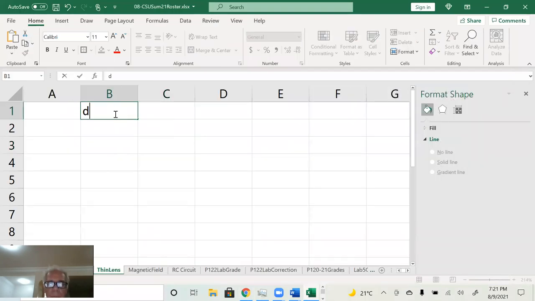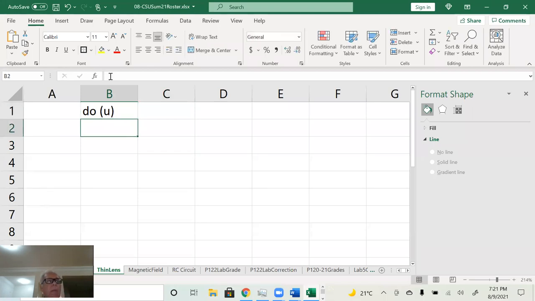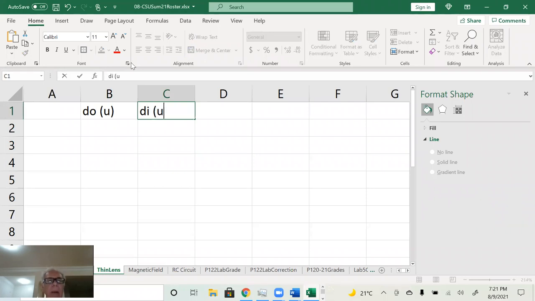D-O, I'm going to put arbitrary units. Yeah, arbitrary units, and then he's asking also for 1 over D-O, one divided by arbitrary units, and one divided by D-I, one divided by arbitrary units. We have one more hour to go.